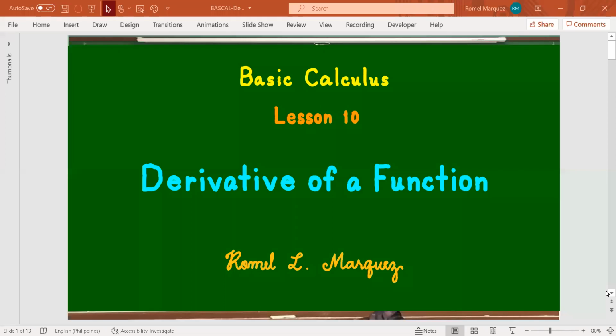So I'm going to discuss with you the concept of derivative. The derivative is the mathematical tool for studying the rate at which one quantity changes relative to another. The study of rates of change is closely related to the geometric concept of a tangent line to a curve.